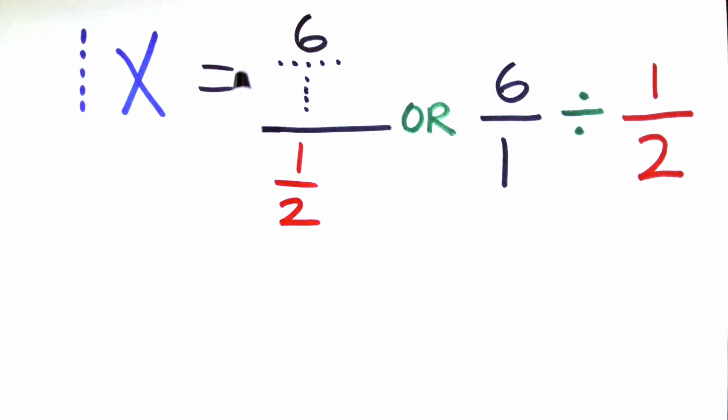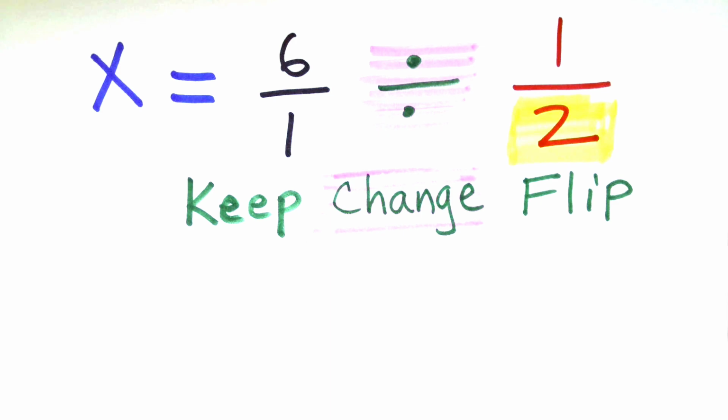All right, and then there was an invisible 1 under that 6. So 6 over 1 divided by 1/2 is one way you can write that. Now I'm going to use this way to simplify my answer, right? Because I know I can change that division symbol into a multiplication symbol. What am I going to do? I'm going to do blank, blank, blank. That's right, that's right.